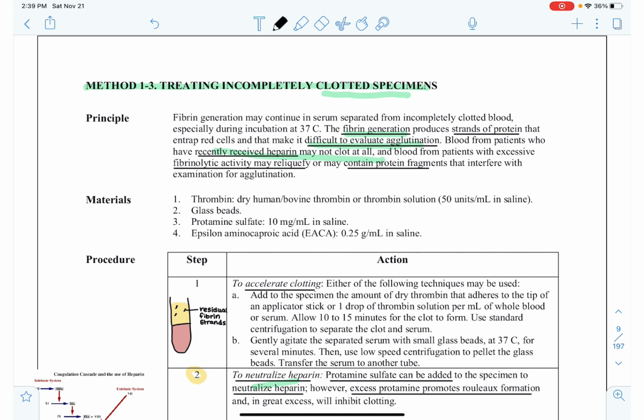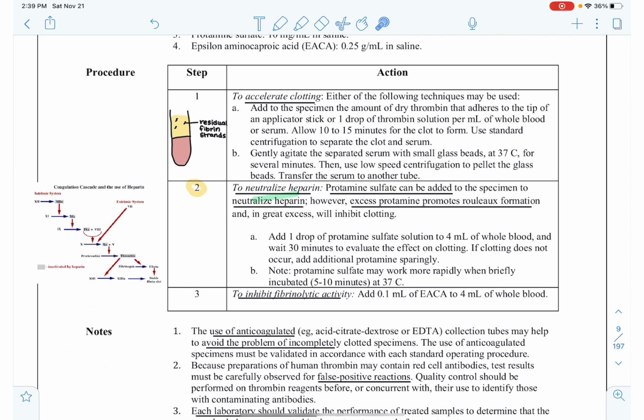Previous technical manuals had flash drives, but the latest version offers a Word document, so you'll find that again in Blackboard. Each of these methods, I don't know if you've read these before, has a principles, a materials, a procedure, and then a notes area.